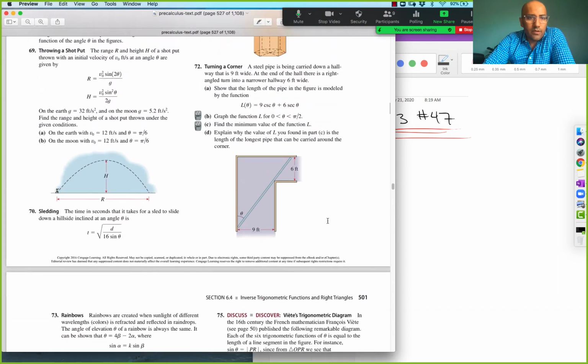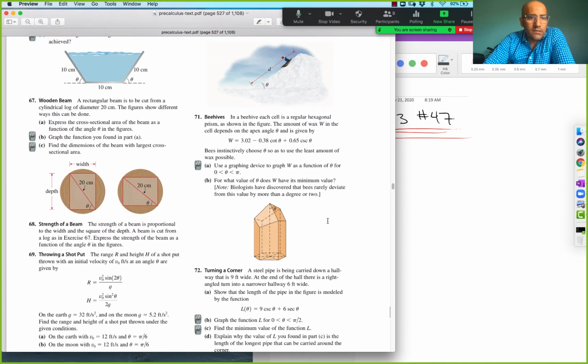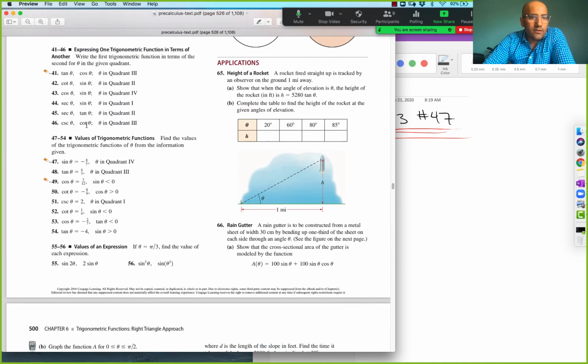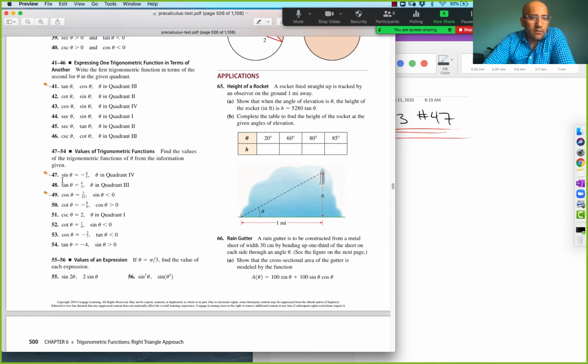Six point three, number 47. Here it is. This one. Sine of theta equals -4/5, theta in quadrant 4. Find the values of the trigonometric functions of theta from the given information.